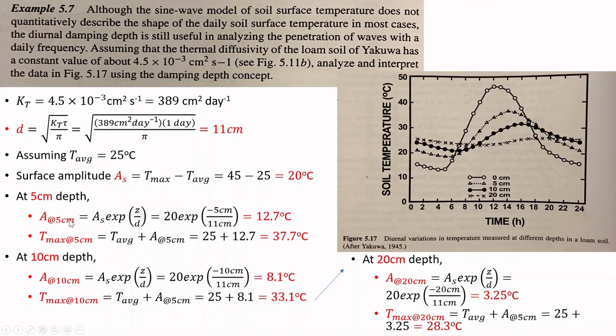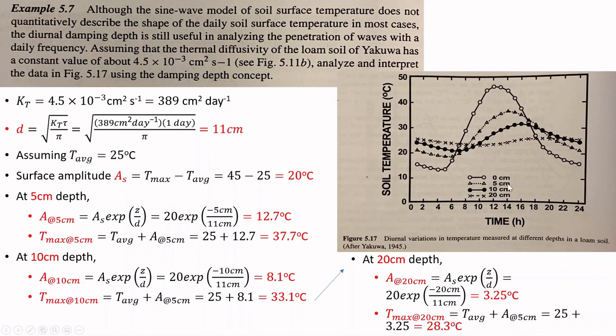So A at 5 centimeter depth: the AS at the surface is 20 degrees Celsius, times the exponential of negative 5 centimeter divided by the damping depth, which we calculated as 11 centimeter. We get about 12.7 degrees Celsius. We already know the T average, so we take T average, 25 degrees Celsius, plus 12.7, which gets us about 37.7 degrees Celsius.